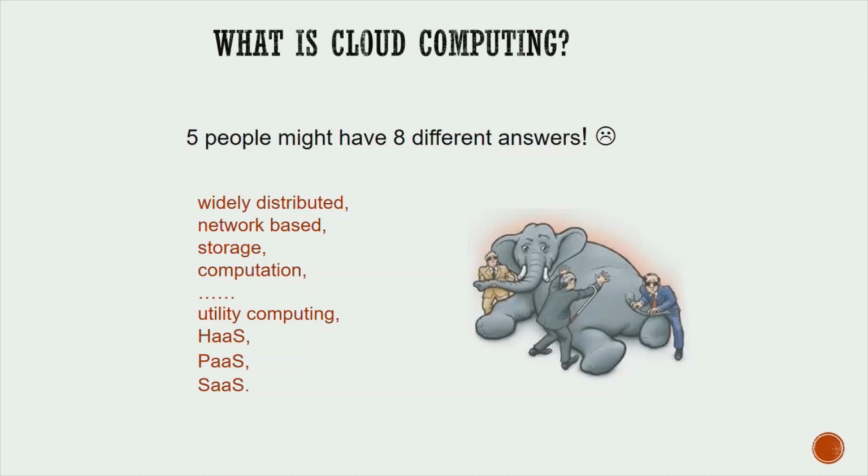When cloud computing evolved about 10, 12 years ago, if you asked certain people what is cloud computing, they would come up with different definitions, as you see on the screen. Someone will say it's widely distributed, it's network based, it's storage, computation, it's everything as a service, platform as a service, software as a service, and as you ask more and more people, it gets more and more confusing. So today's goal is to understand the basic definition of cloud computing that covers all the features that can be used to define any public, private, or hybrid cloud.